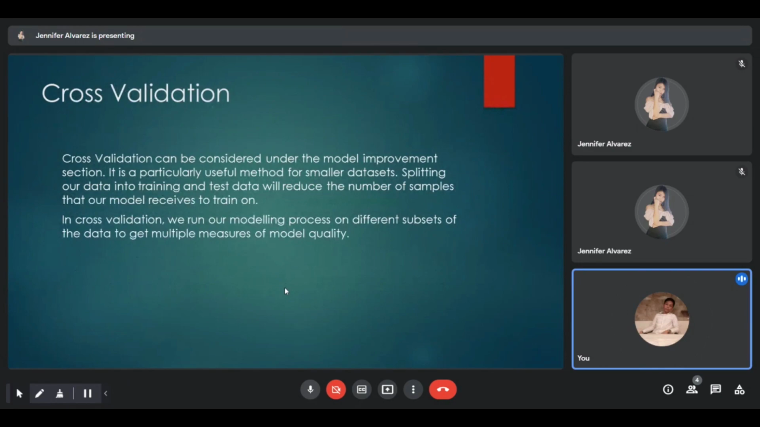Cross-validation. Cross-validation can be considered under the model improvement section. It is a particularly useful method for smaller datasets. Splitting our data into training and test data will reduce the number of samples that our model receives to train on. In cross-validation, we run our modeling process on different subsets of the data to get multiple measures of model quality.